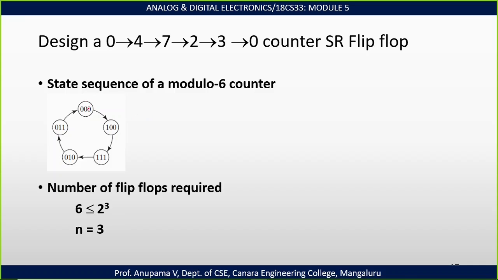Write the values in binary. So, what is the largest number present in the given sequence? 7. What is the equivalent binary? 111. How many number of bits are there? 3. Hence we need 3 flip-flops.